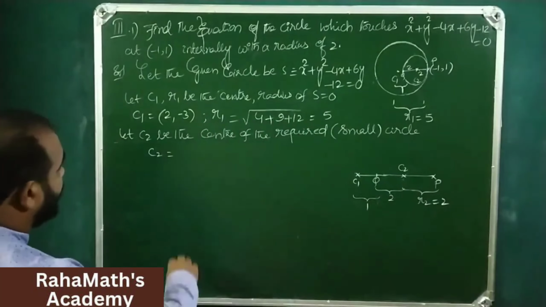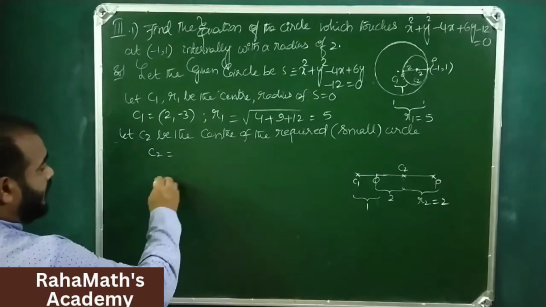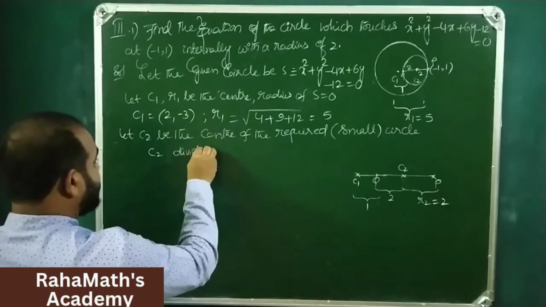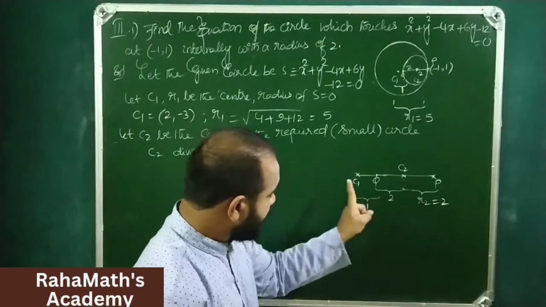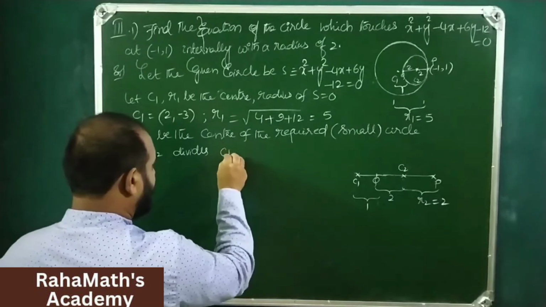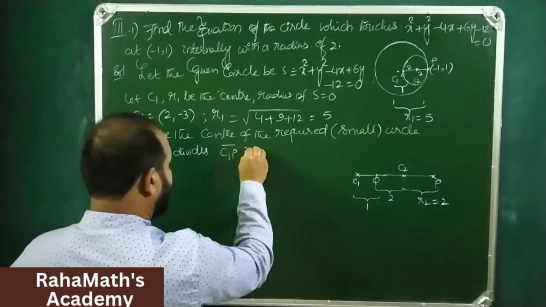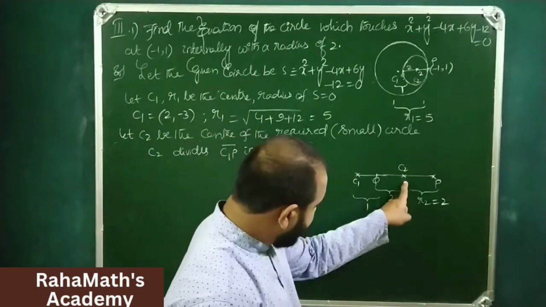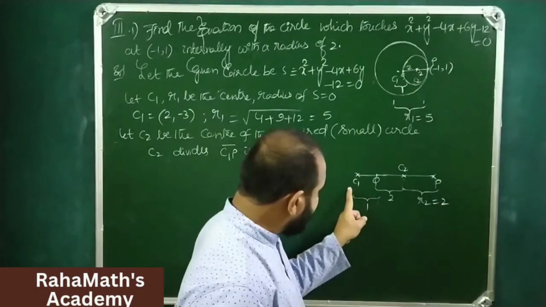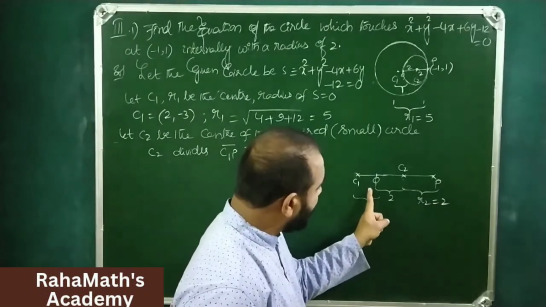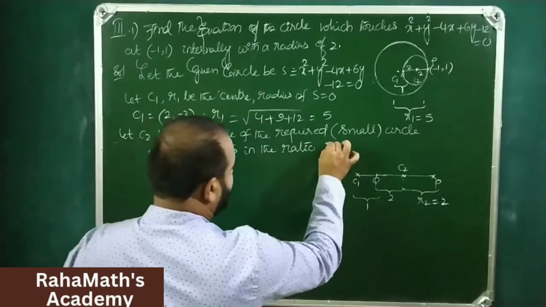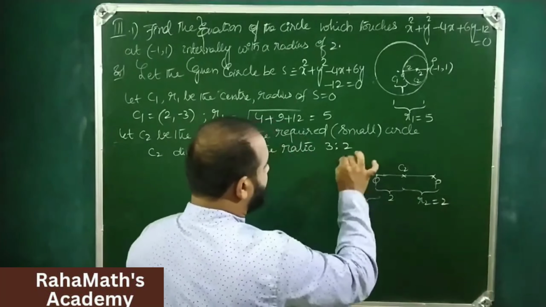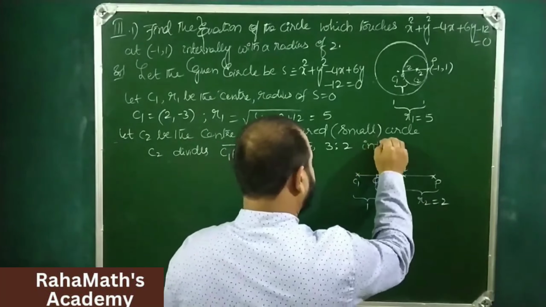Here C2 divides C1P in the ratio. C2 divides C1P in the ratio C1P is C1Q plus QC2, that is 1 plus 2, 3, is to C2P is 2. So 3 is to 2 internally.